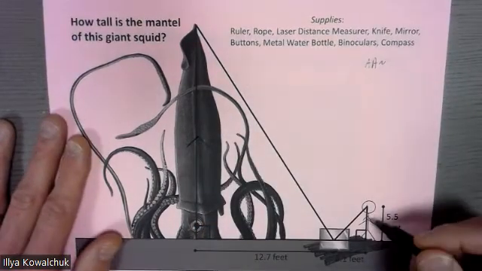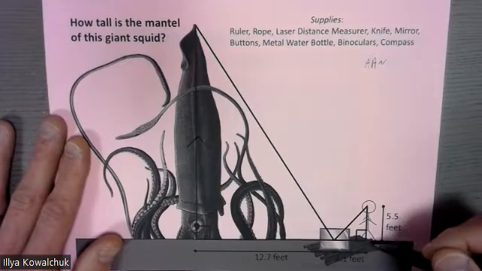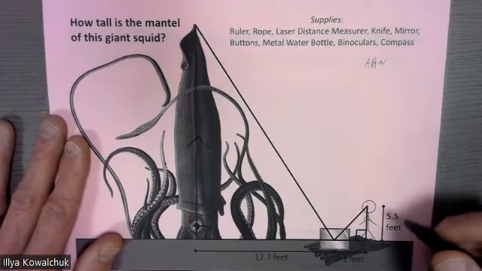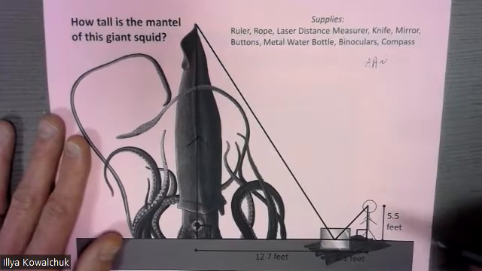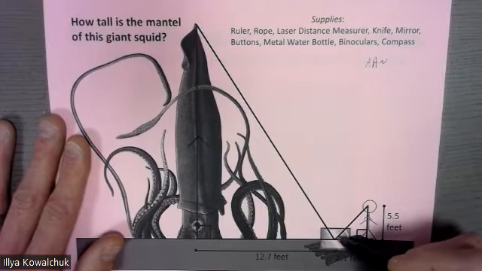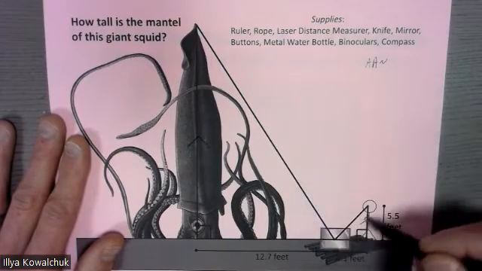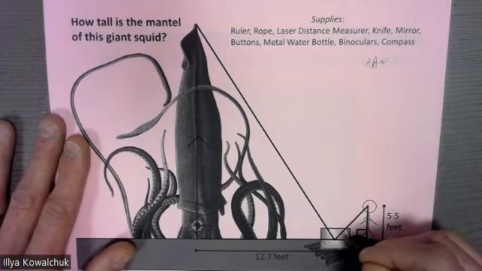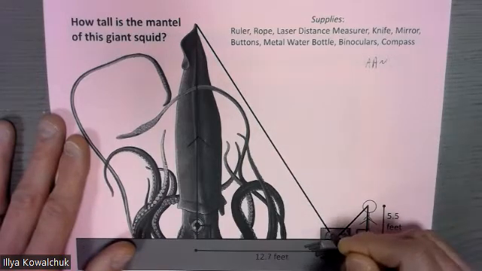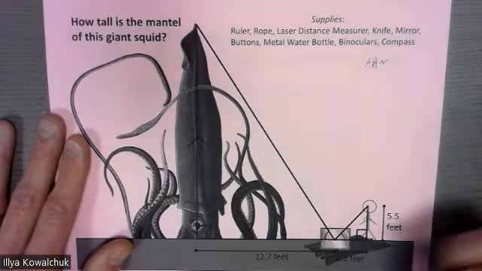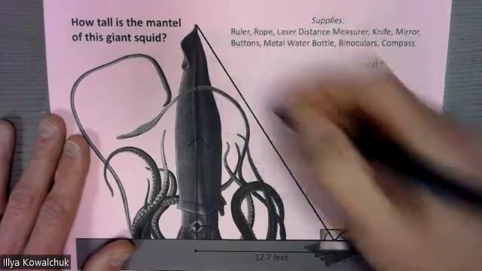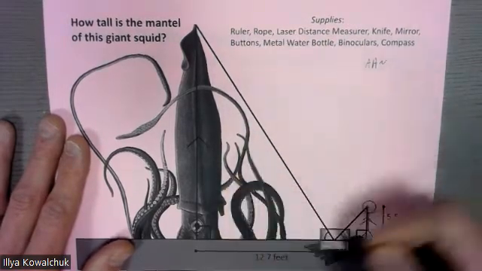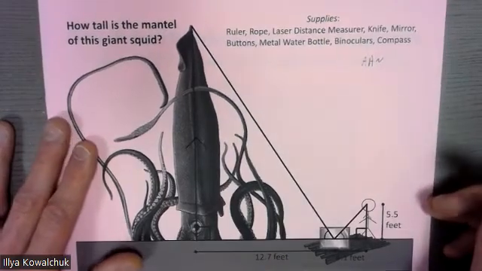Because we have parallel lines, we also know that our angles are going to match up as well. The angle here, this angle right there, the reflection off of the mirror, is also going to be congruent. That's going to match up perfectly because it bounced off the mirror and came back up perfectly. So we have two similar triangles based on angle-angle similarity.